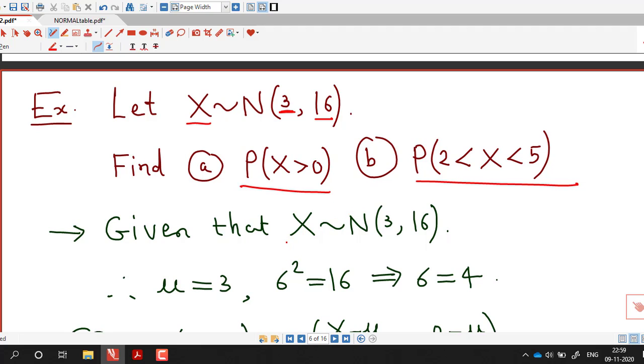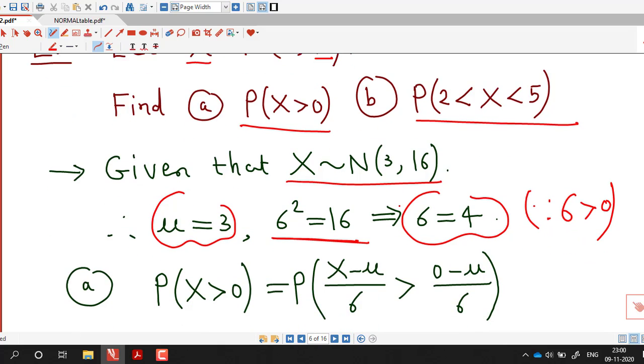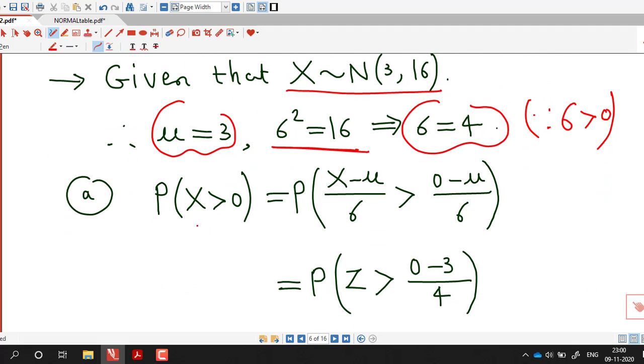Now it is given that X is a normal random variable with mean mu equal to 3 and variance sigma square equal to 16. Therefore sigma is nothing but 4. We know that sigma is always positive, so sigma equal to 4. Now to find this probability that x is greater than 0, we convert capital X in terms of capital Z, which is the standard normal random variable. So we take x minus mu over sigma is greater than 0 minus mu over sigma.